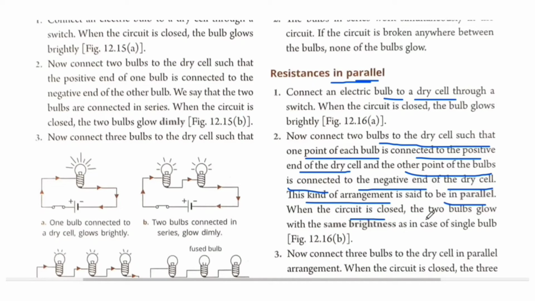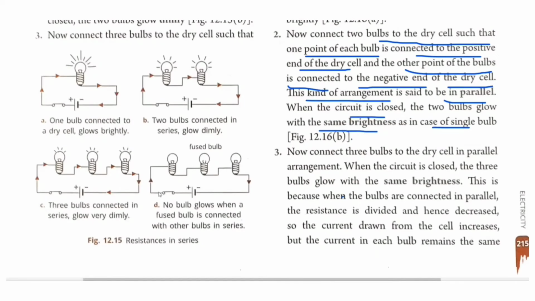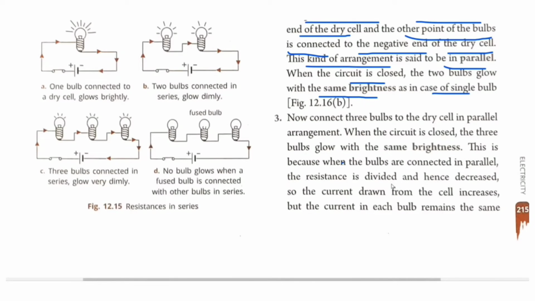Two bulbs, or whatever be the number of bulbs connected to the same circuit, in parallel arrangement will glow with the same brightness as in the case of a single bulb. Because students, in parallel arrangement, the resistance is divided and hence it is decreased, and as a result the current drawn from the cell increases and all the bulbs which are connected to the same circuit in parallel arrangement glow with the same brightness.